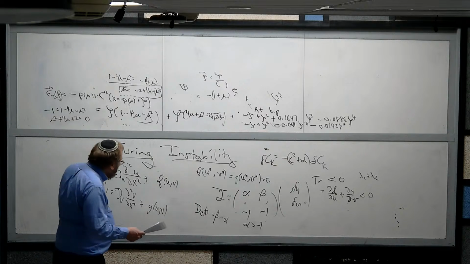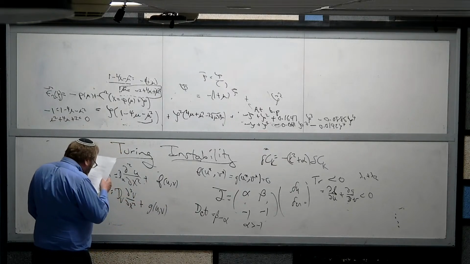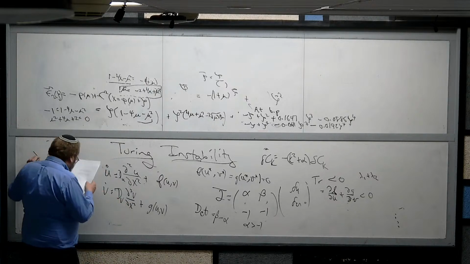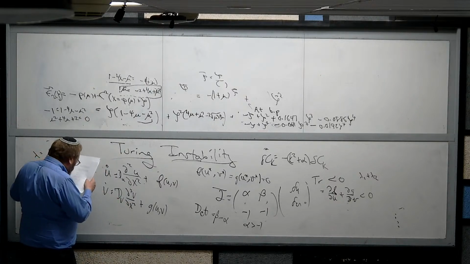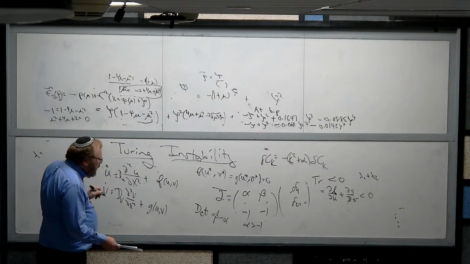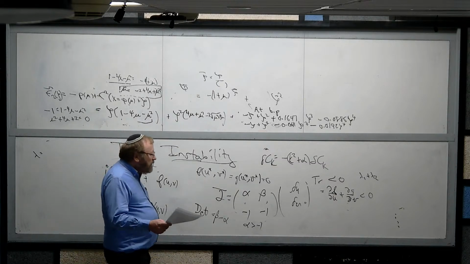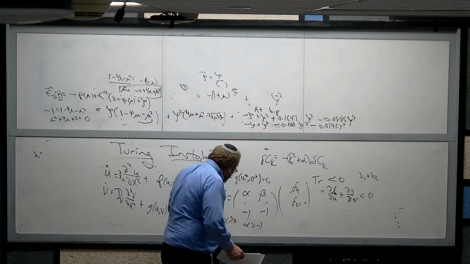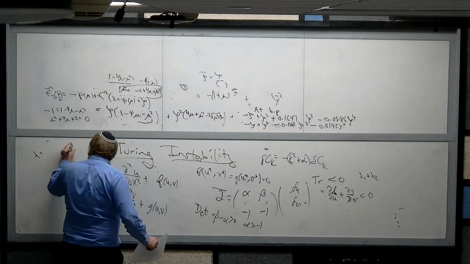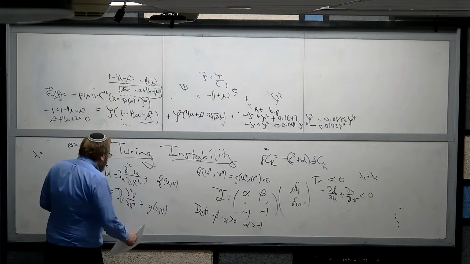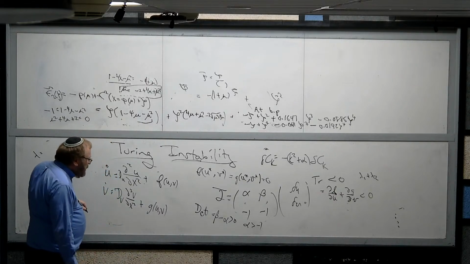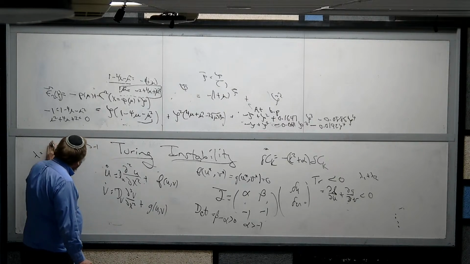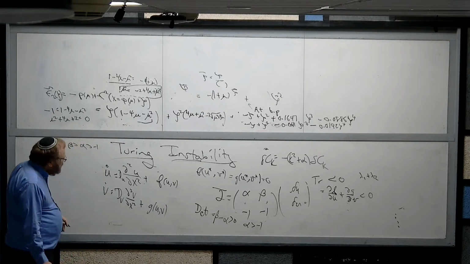And you also want the determinant to be positive. If they're both negative, we want the determinant to be positive. So therefore, beta has to be bigger than alpha, which has to be bigger than -1. Do you want the trace to be negative?